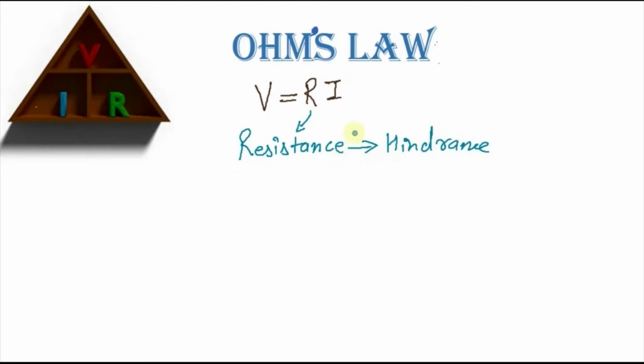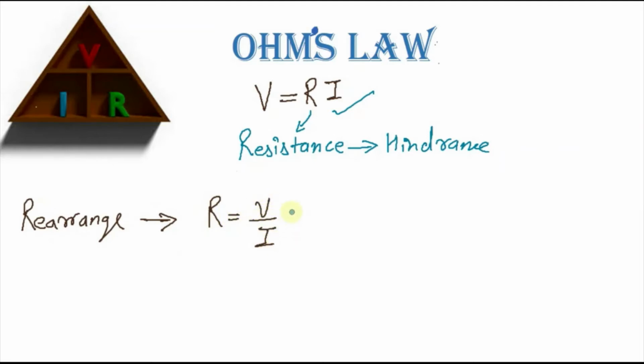We have already studied that V is equals to IR, and if we rearrange it, it can be R is equals to V upon I. That is, V represents potential difference and I represents current. From here, we get one more definition of resistance. The resistance of a conductor is given by the ratio of potential difference across the ends of the conductor to the current flowing in the electric circuit.